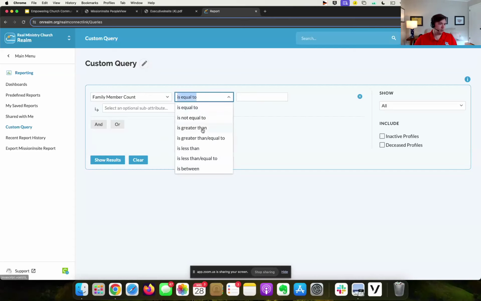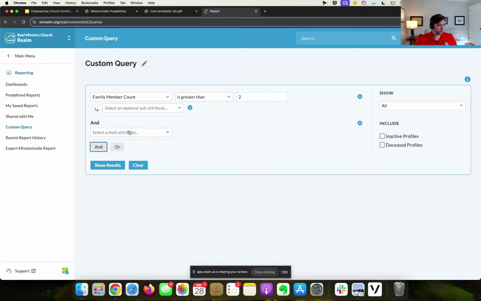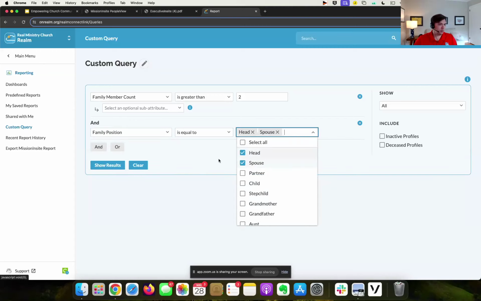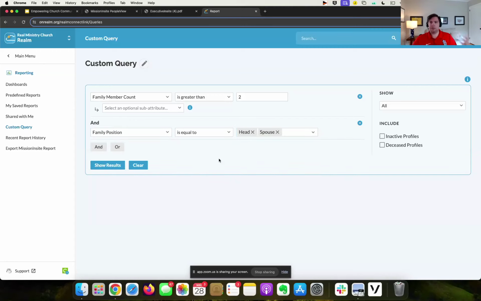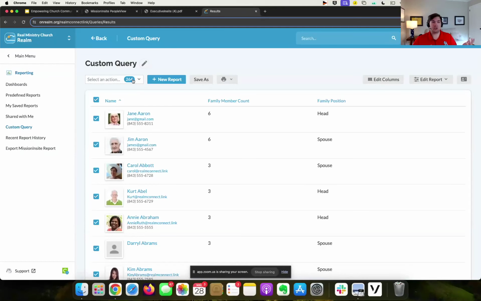Family member count is greater than 2. And there are different ways to do this, by the way. And I'm also going to say family position is equal to head or spouse, or adult 1, adult 2, however your data is set up. So simply what this search is pulling is everybody that's got more people in their family than 2, and we want only the parents. Show results. This gives us 264 people.